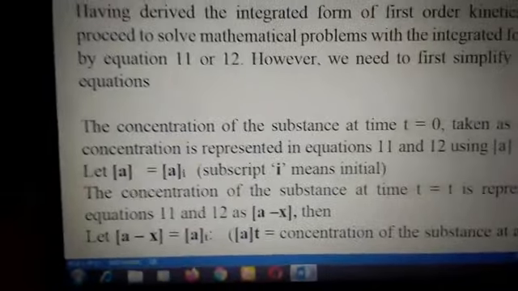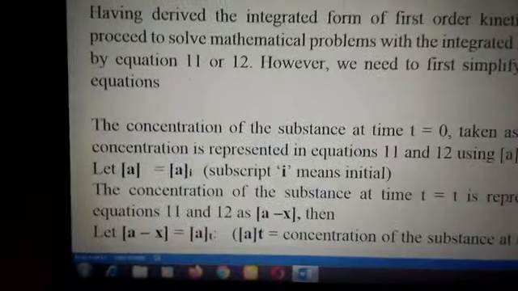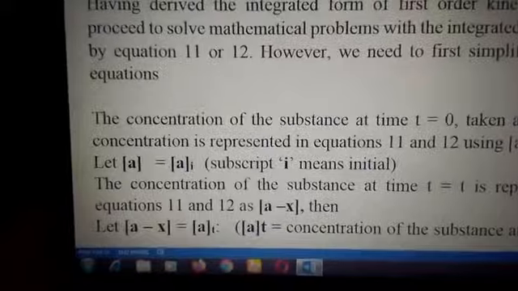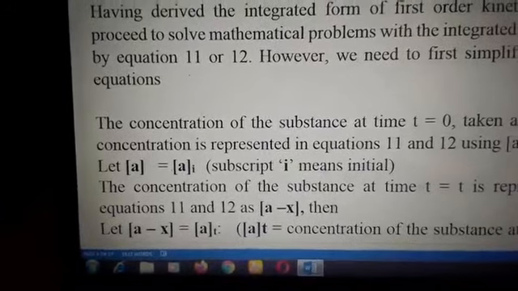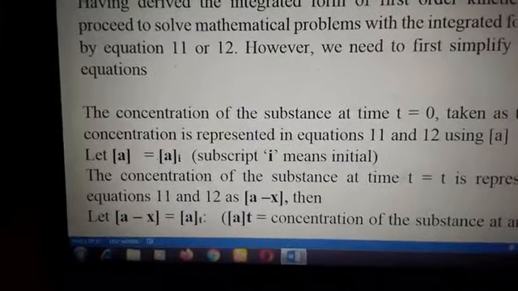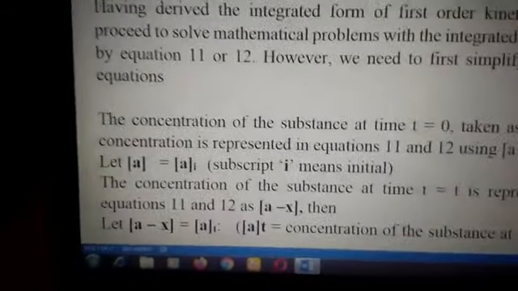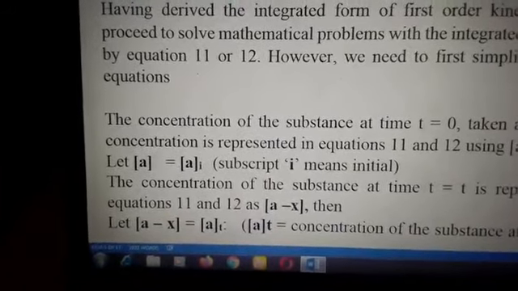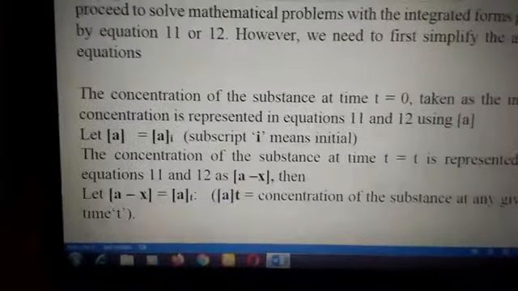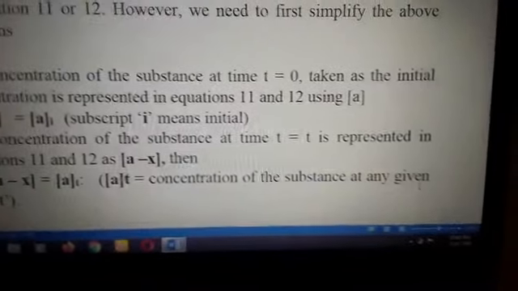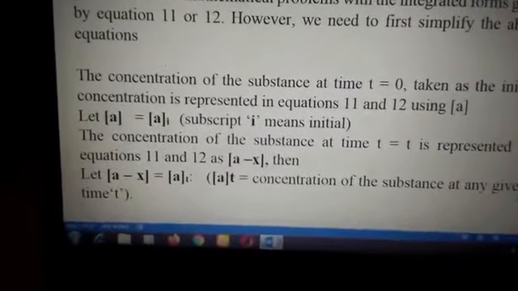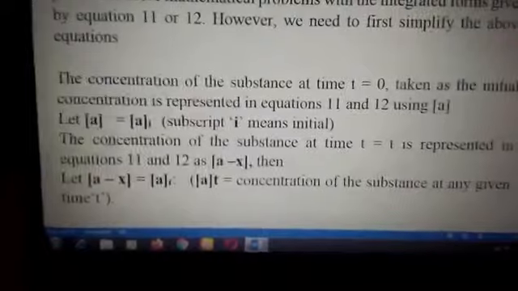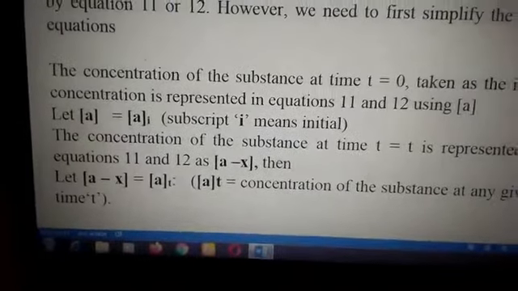So that small bracket I is now modified as [A]i, where that small i means initial. If I should pronounce it, it just means initial concentration. Just a little change. Then the concentration of the substance at time t, represented in equation 11 and 12 as A minus S.